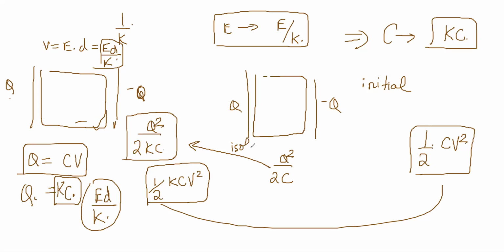When it's an isolated capacitor, charge is constant, right? Charge cannot be created or destroyed, right? So initial energy would have been Q square by 2C. Final energy would have been Q square by 2C dash, which is Q square by 2KC, right? Yes, because of the capacitance.